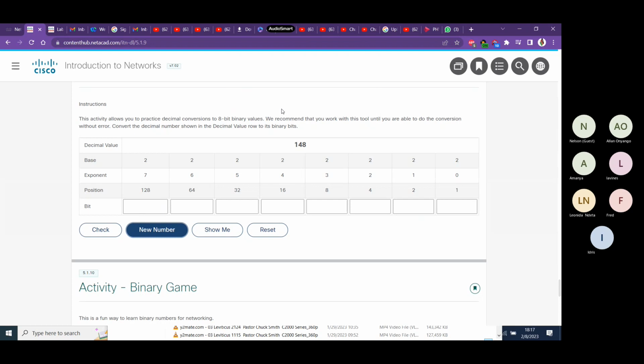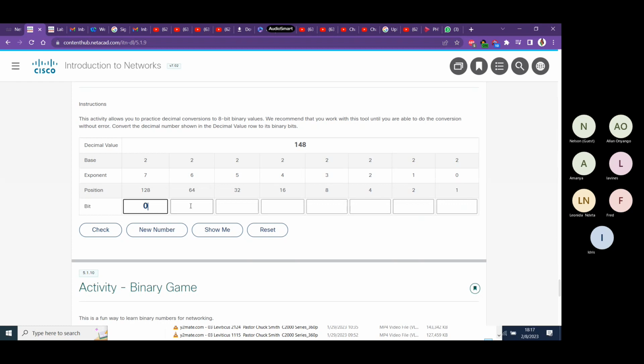148. We all know that 148 is bigger than 128. So that means there will be a 1 here. And then you take 148 and subtract 128. What is the answer? We get a 20.